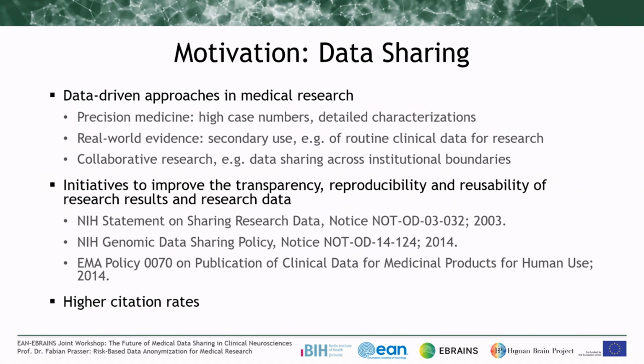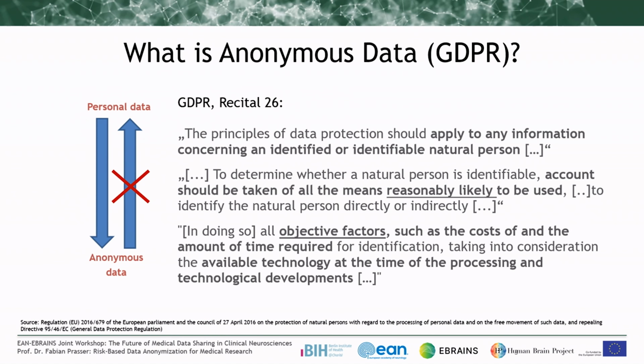If there is no exemption in the law that permits the sharing of data in a specific context, either informed consent needs to be obtained, which is difficult in retrospect, or data needs to be anonymized. But what does this actually mean, and what is anonymous data? So the General Data Protection Regulation, or GDPR for short, applies to personal data. And anonymous data is data that can be generated from personal data to which the law doesn't apply.